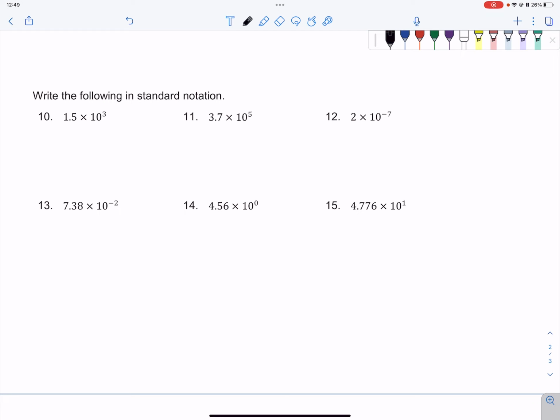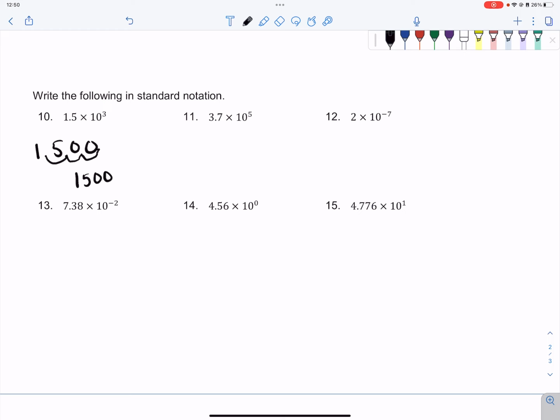So to start, we have 1.5 times 10 to the 3rd power. So this will then give us our 1.5, but now I need to multiply this by 10 to the 3rd power, so I am going to move the decimal place 3 spots to the right. So 1, 2, 3, and now we can fill this in with zeros. So this means we would have the number 1,500.